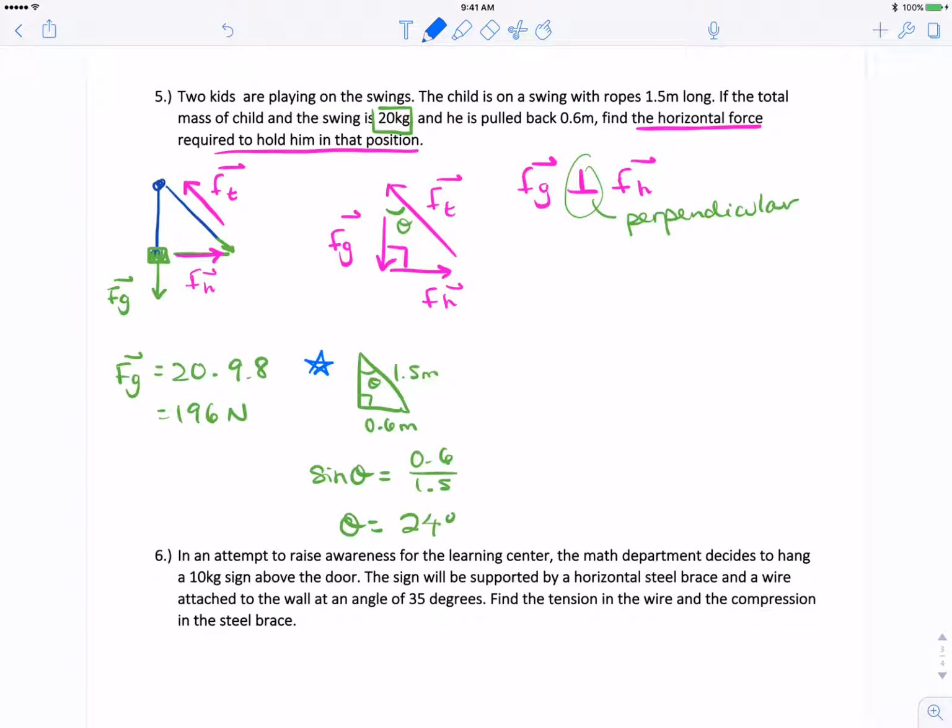Now it's not bad. I can go back to my diagram. I know theta. I know g. I can solve for h using opposite over adjacent, so tangent. So I can now say tangent of theta is f of h all over f of g. 24. I don't know what f of h is. I want it. 196. And it's 87.3.